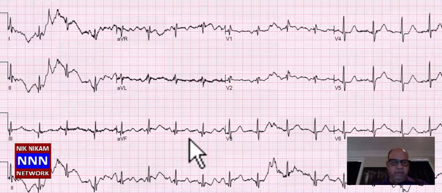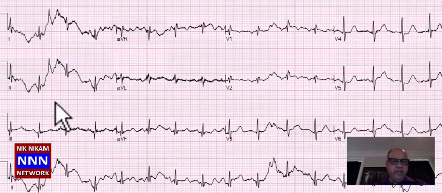The Q waves have to be at least one full box and at least 25% of the depth of the R waves in order for them to qualify as pathological Q waves. So these are non-diagnostic Q waves. They do not represent inferior myocardial infarction.